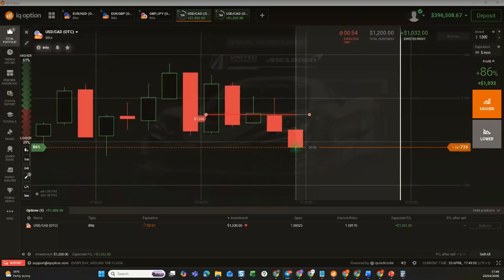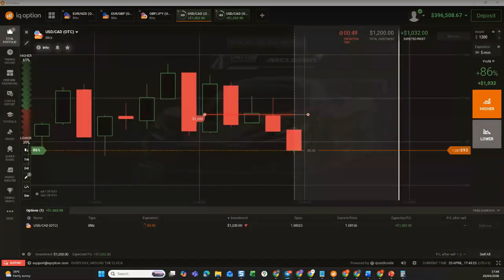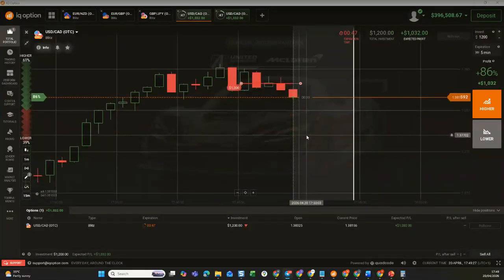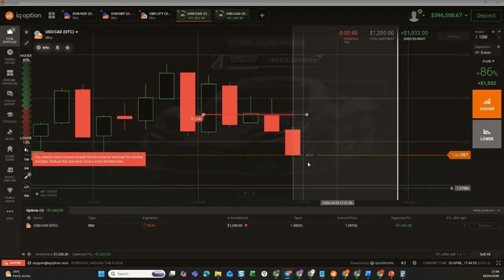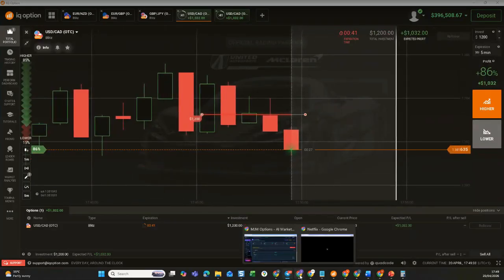So we are on our second signal right now, and we still have 3 more to go. Let's get ready for the third one, because it looks like we've saved this one too.